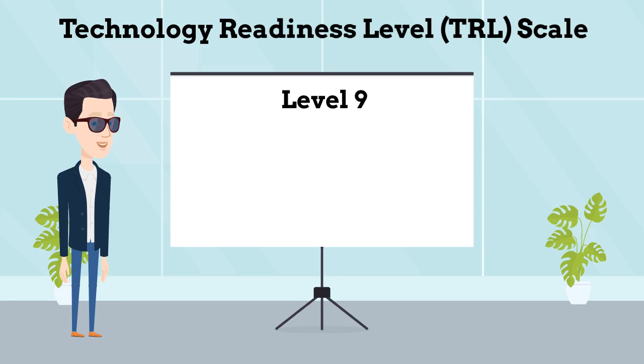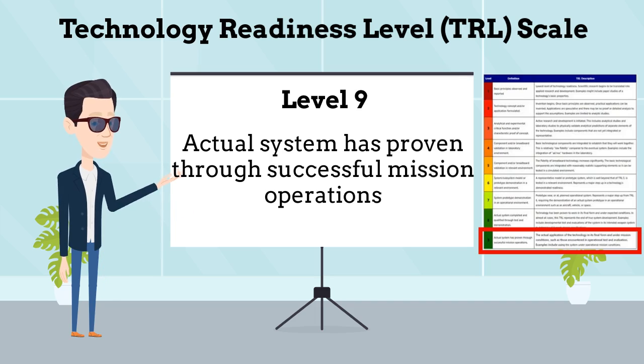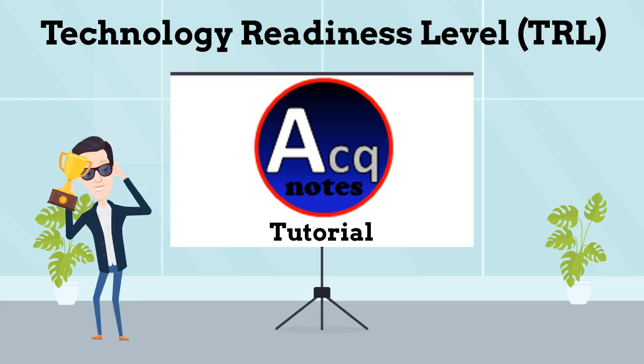specifications. Level 9 is the actual system has been proven through successful mission operations. Level 9 is described as the actual application of the technology in its final form and under mission conditions, such as those encountered in operational test and evaluation. Examples include using the system under operational mission conditions.